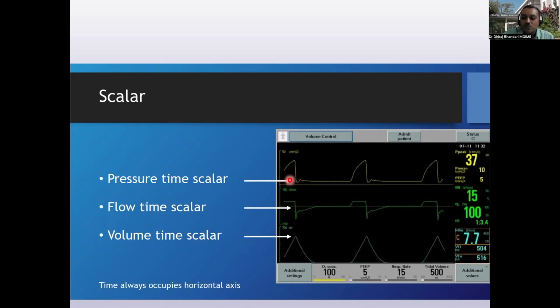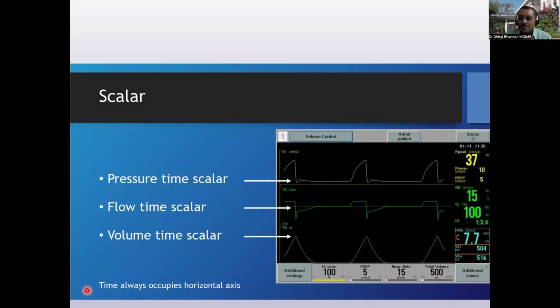Unfortunately, most of the time, maybe because of the way it has been, we focus more on the numbers and we tend to ignore the screen or the waveforms seen on the ventilator. But understanding the ventilator waveforms becomes very important, and it gives a very quick and easy diagnosis for most of our problems. Last time, when we were talking about the ventilator, we talked about how the three important parameters, that is pressure, flow and volume, make the basics of mechanical ventilation.